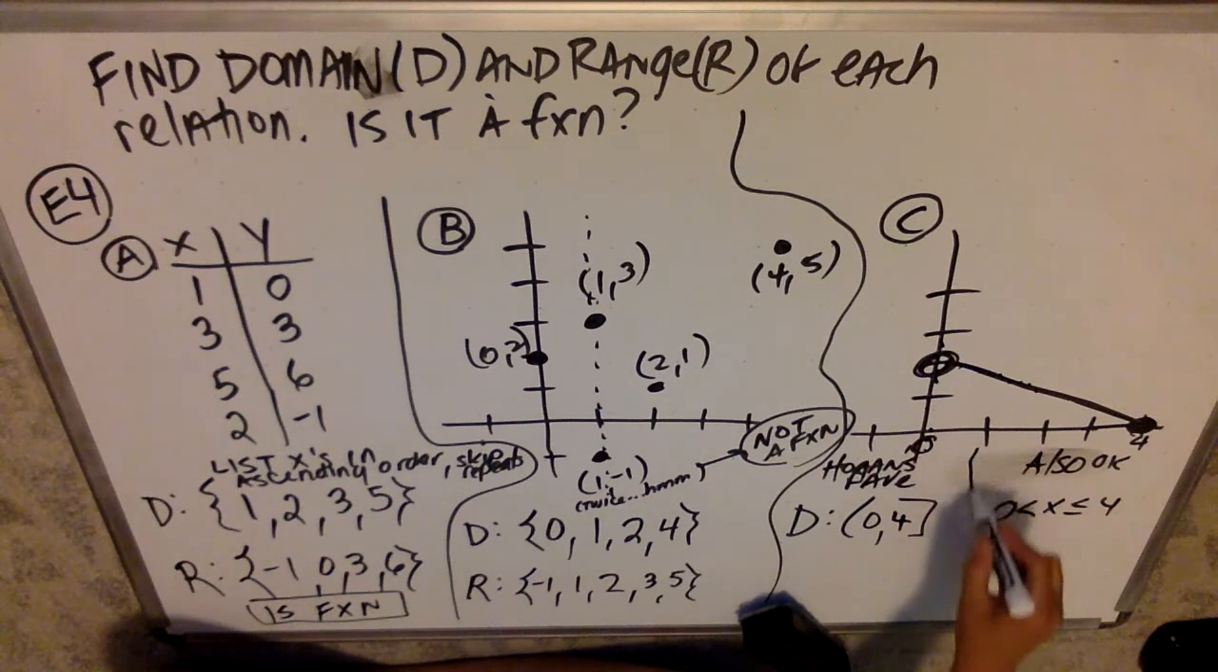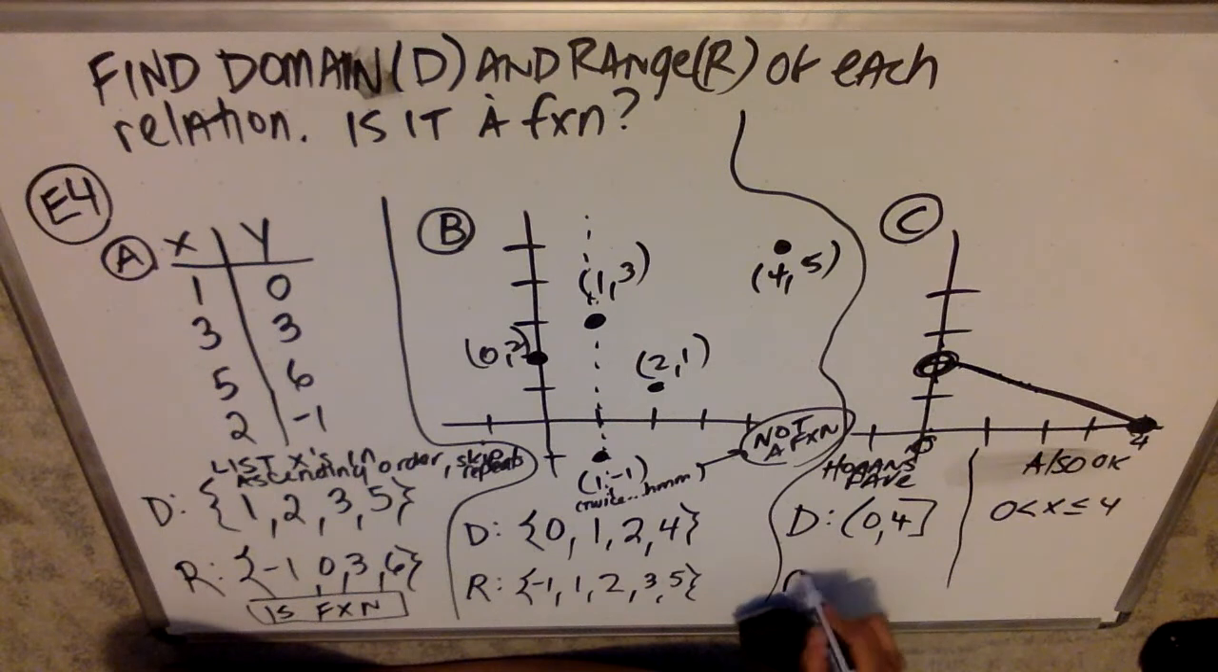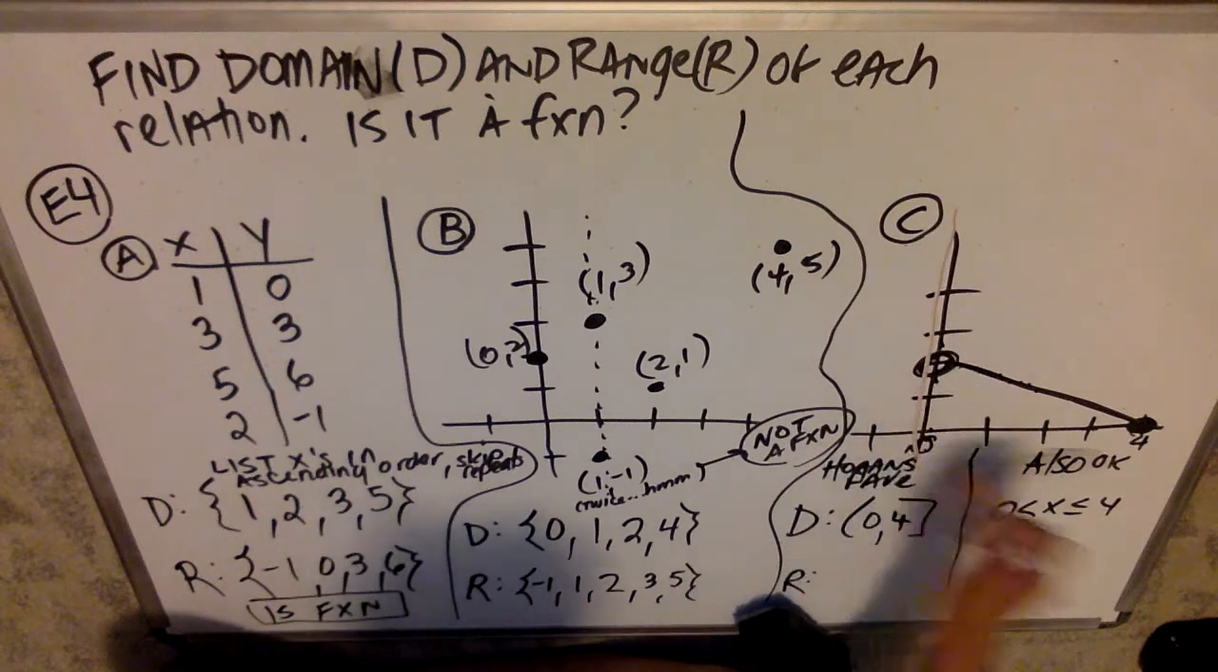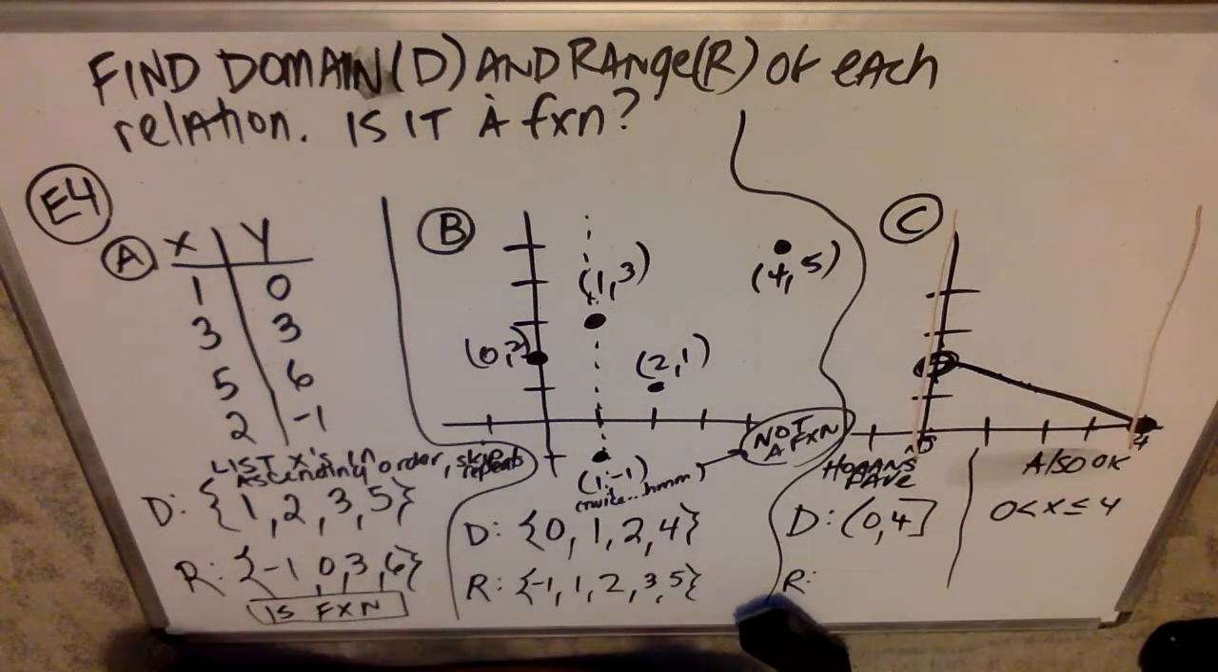So these are the same thing. These are both the domains, right? This graph only exists for x values between 0 and 4. So this is the start of this graph, and this is the end of this graph. And that's it. There's nothing after 0 and 4, right?